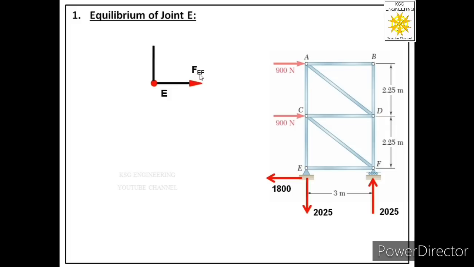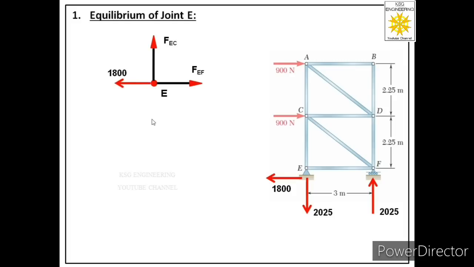So this is FEF. Similarly, in member EC, we will label the direction away from the joint, that is tensile nature, FEC. Now after this we will see, is there any external force acting at joint E? No, there is no external force acting at joint E. Then we will see, are there reactions acting at joint E? Yes, there are two reactions acting at joint E.